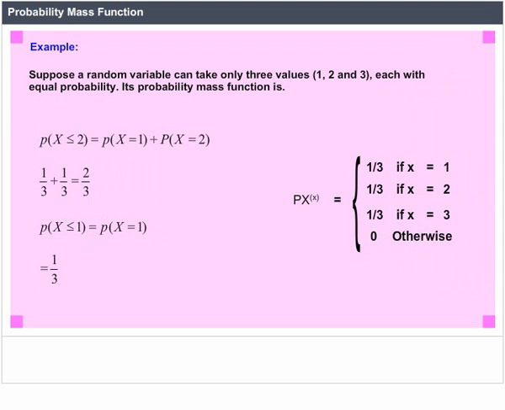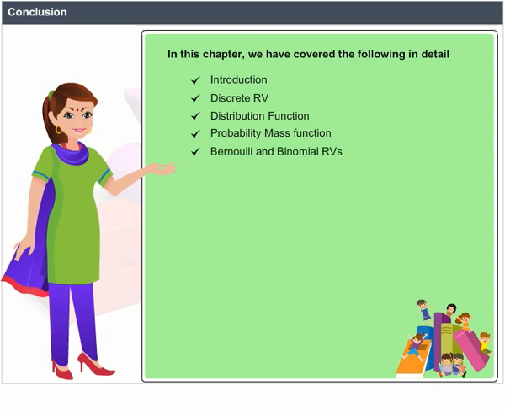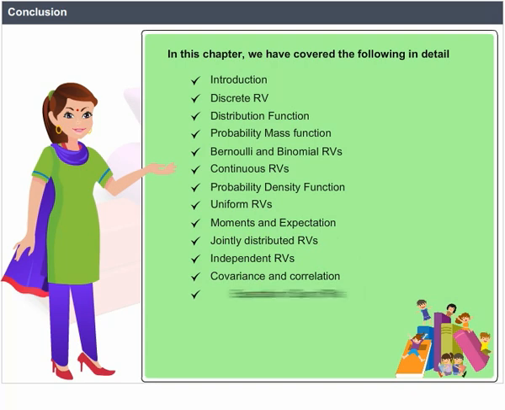Conclusion. In this chapter, we have covered the following in detail: introduction, discrete random variable, distribution function, probability mass function, Bernoulli and binomial random variables, continuous random variables, probability density function, uniform random variables, moments and expectation, jointly distributed random variables, independent random variables, covariance and correlation, expectation of sum of random variables, Markov and Chebyshev inequalities.